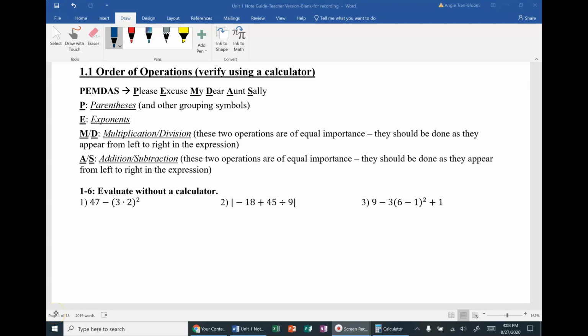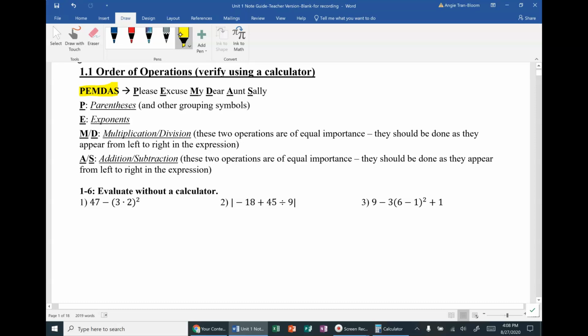Hey guys, let's start Unit 1 with a review. So this is Mrs. Tran-Bloom, your teacher for Algebra 2 for the year. Our 1.1 is order of operations, and I'm pretty sure you guys have heard of PEMDAS before.